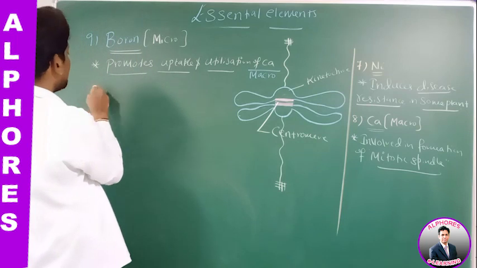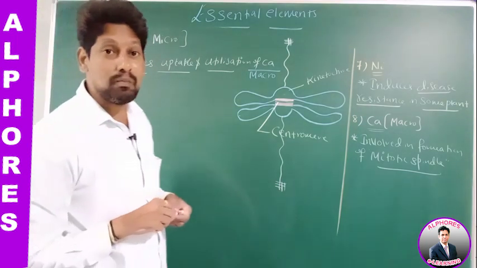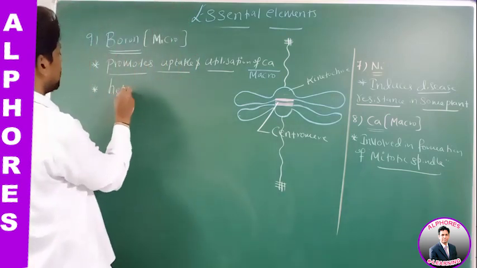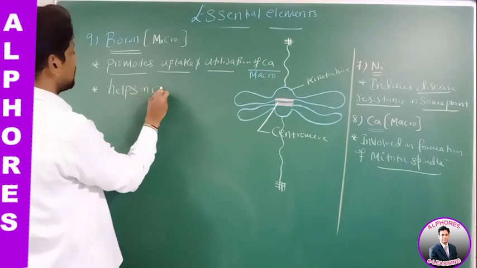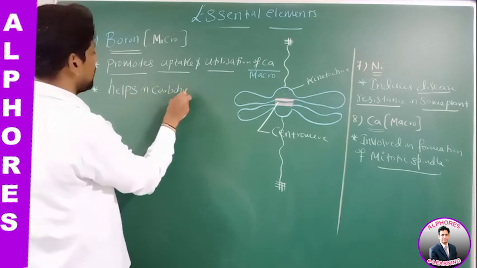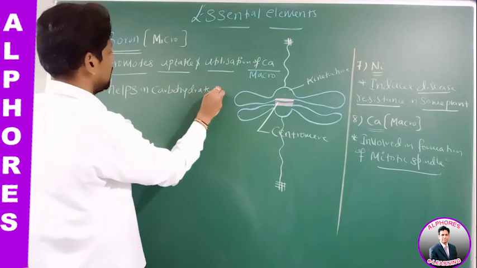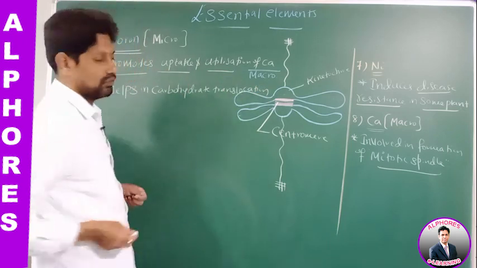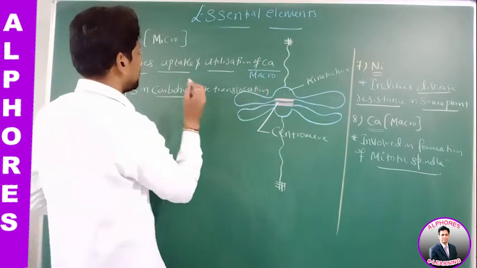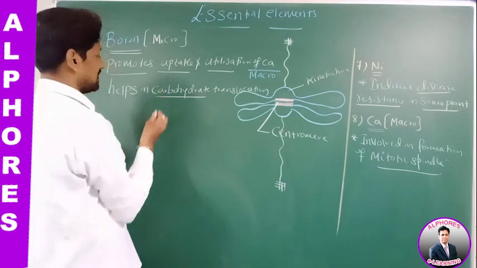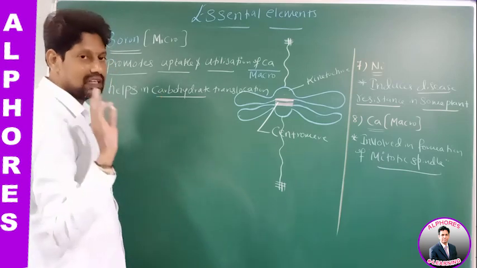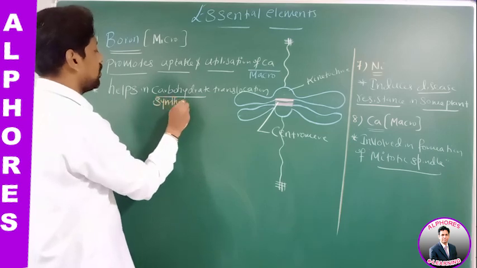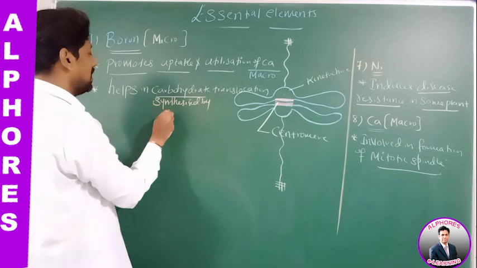Boron even promotes carbohydrate translocation. It helps in carbohydrate translocation. Carbohydrates are synthesized by the photosynthesis process. I am speaking about green plants. In green plants, these carbohydrates are synthesized by which process?